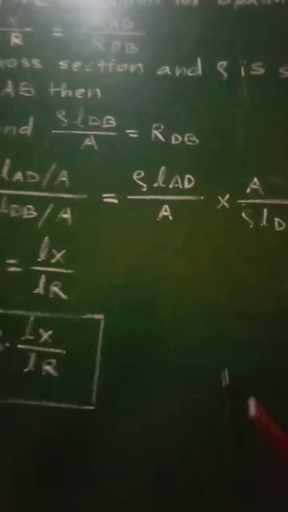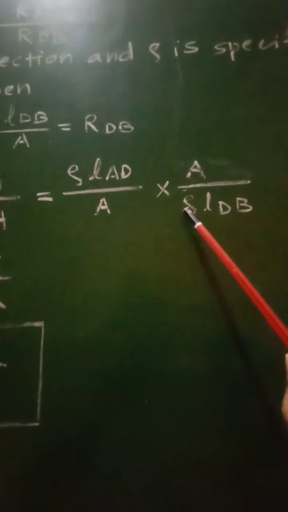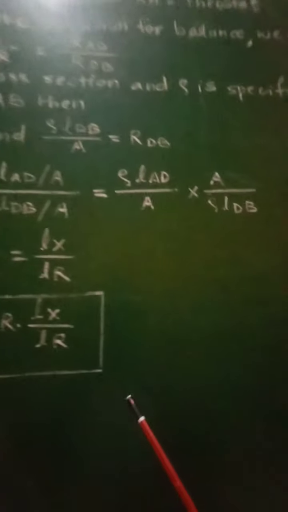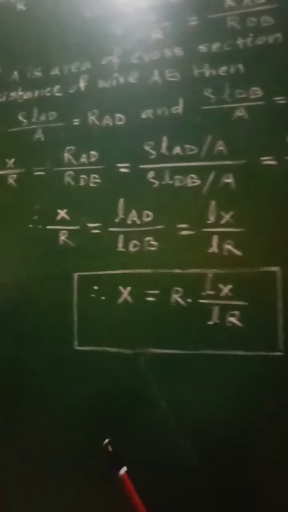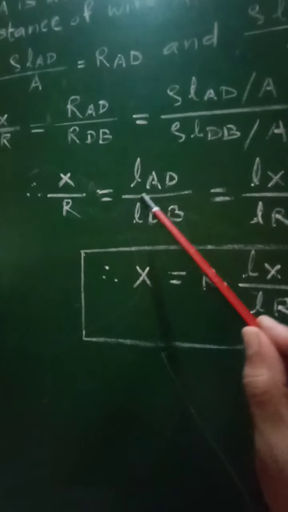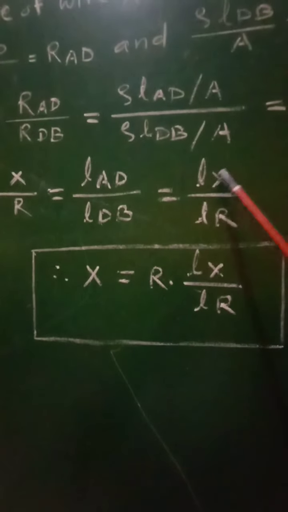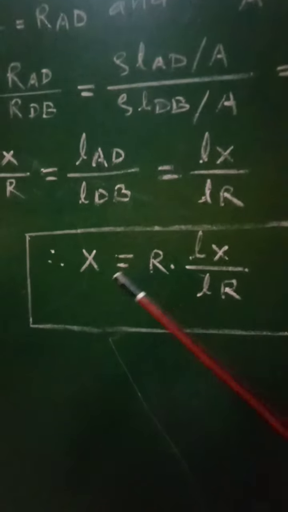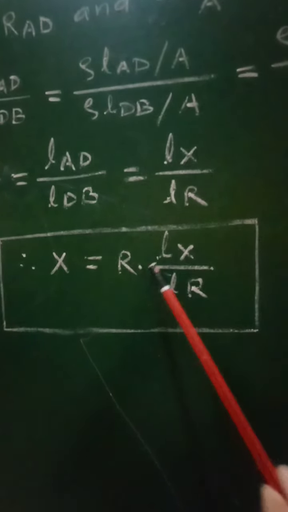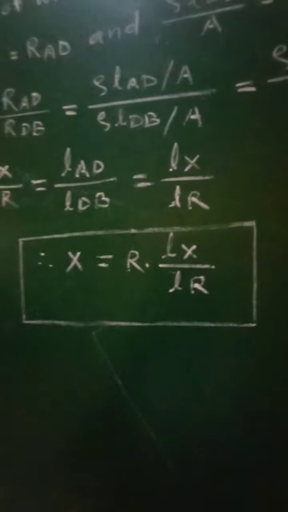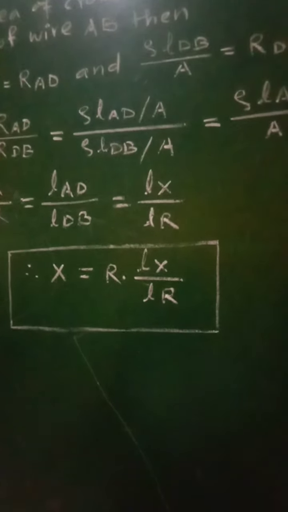That will be written as rho L_AD upon A into A upon rho L_DB. Then cancelling A as well as rho from this equation, we will get X by R equal to L_AD upon L_DB, and that is taken as Lx upon Lr. Therefore the unknown resistance X will be equal to R into Lx upon Lr. So from this relation we can calculate the unknown resistance by using the meter bridge.